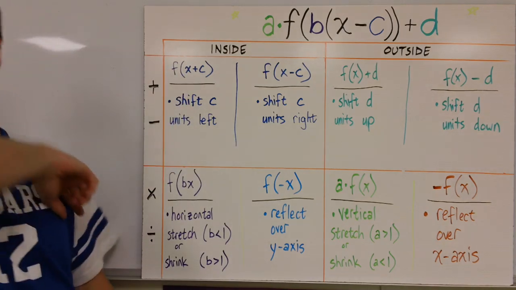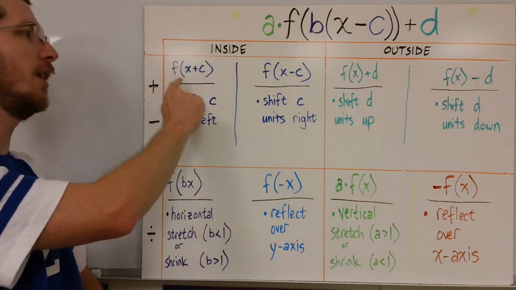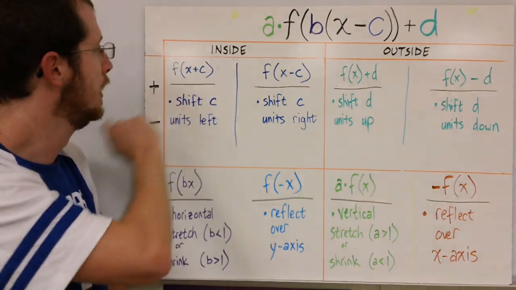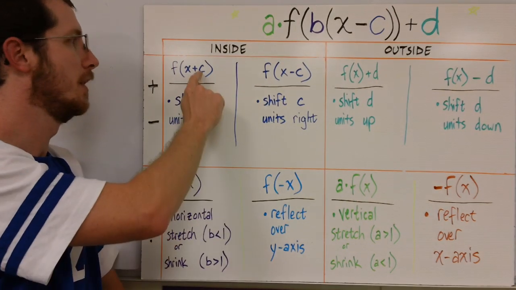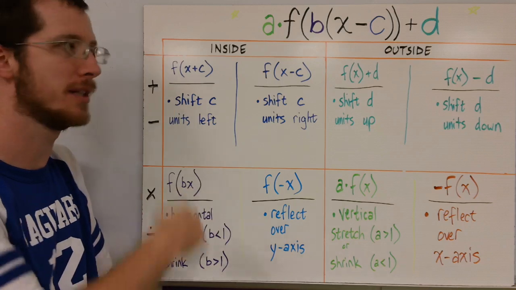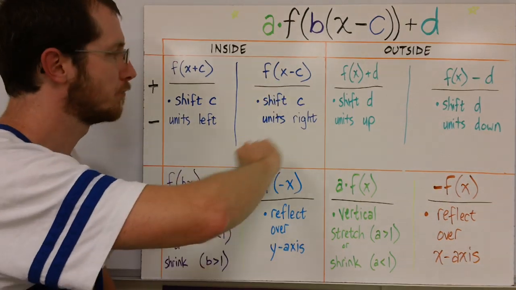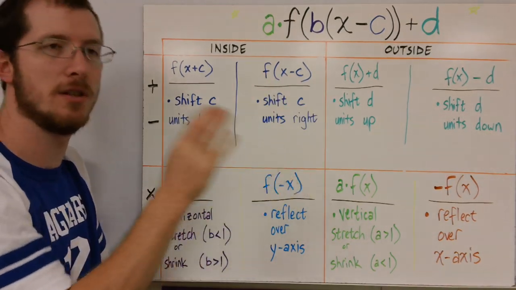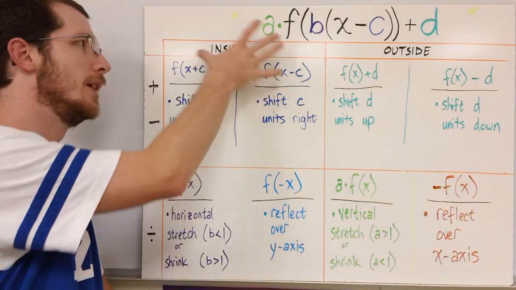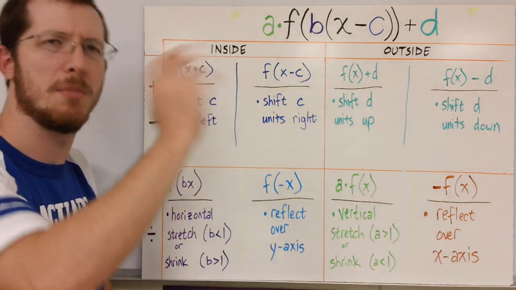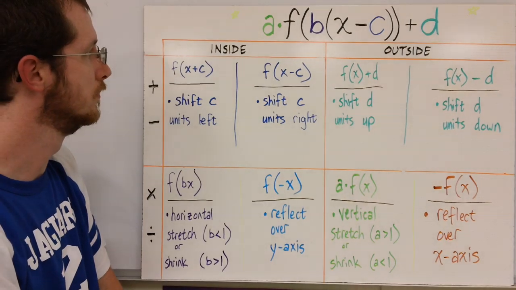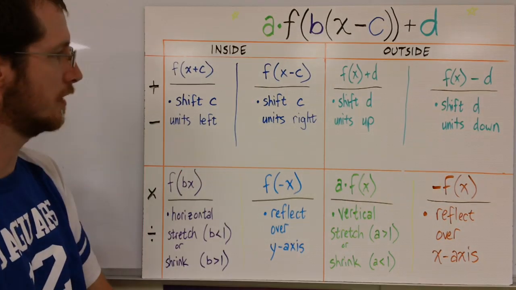Okay, let's start here. If we have f of x plus c, so if we're adding a value directly to that x, then what's going to happen is we're going to shift that number c units to the left. We're adding a positive number. Okay, if we're subtracting a positive number, we're going to shift to the right. Weird, right? Subtracting, you think to the left, but the inside values are the opposite of what you think would happen, of what's intuitive. Okay, let's keep going down this column here.